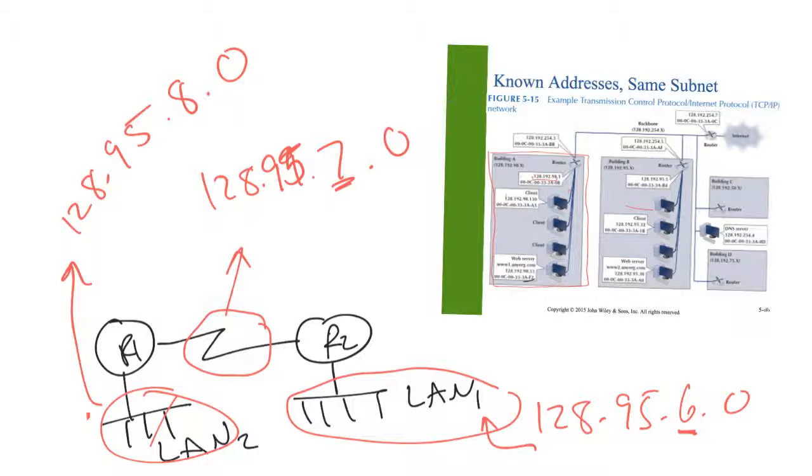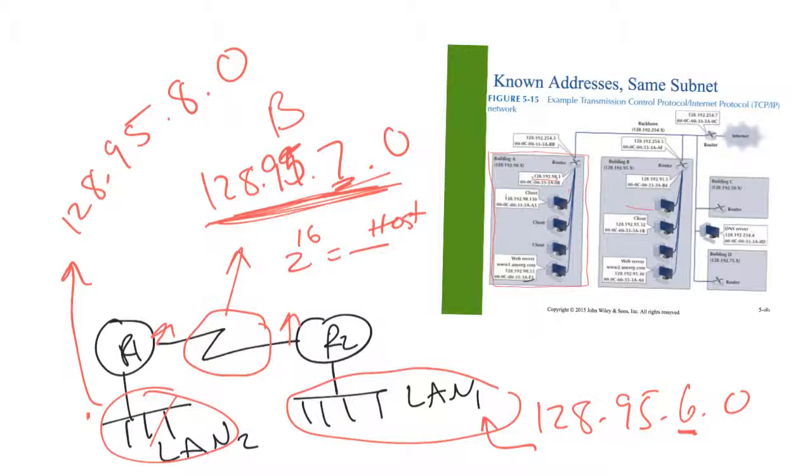In real life, we don't waste a class B entirely on two IP addresses, because in this case, I only need 2. When you use a class B for this network, you're using 2 to the 16, whatever that number is, hosts. That's how many hosts you're wasting using a class B. The reason I'm using a class B is just to illustrate the point. These are 3 separate local area networks.